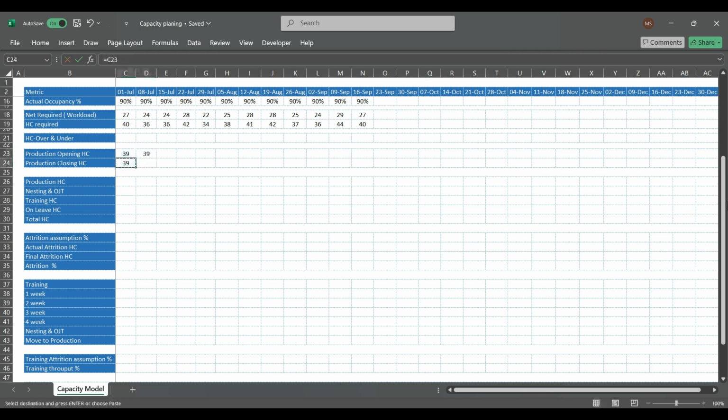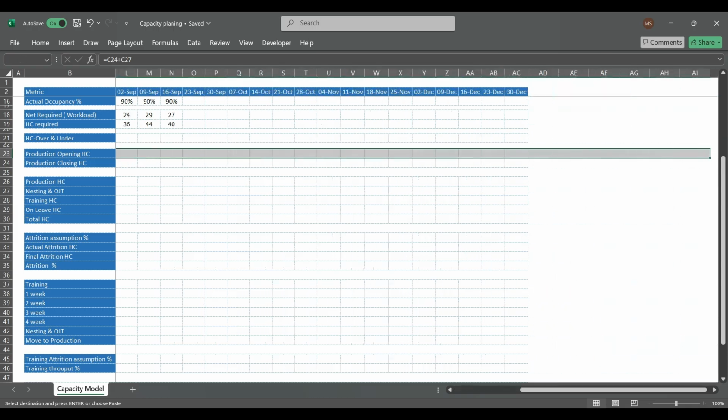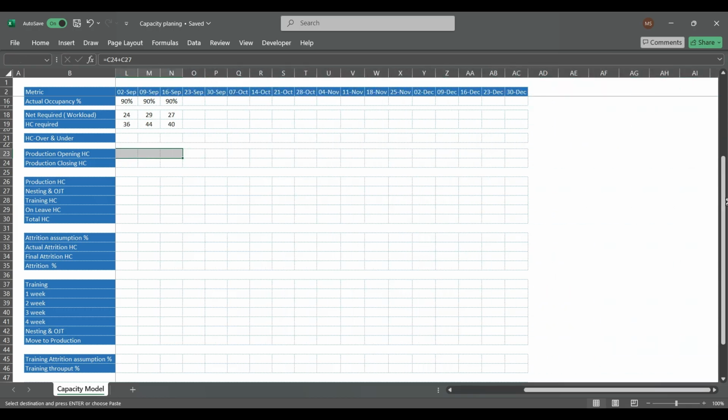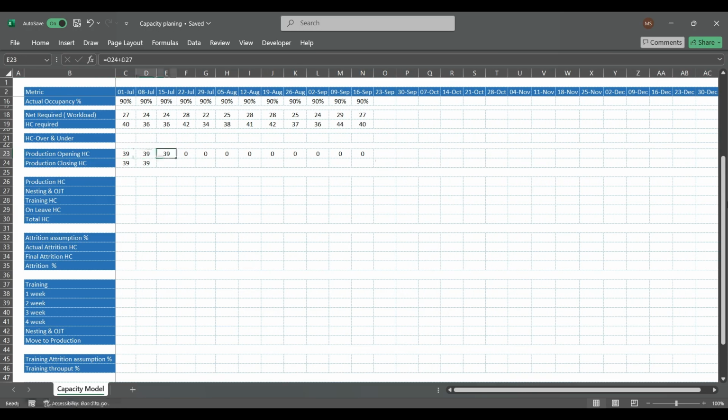If I move this one from here, I need to drag this. So now you can see here are showing. If I prepare this one, then we need to minus our last week's final attrition number also.